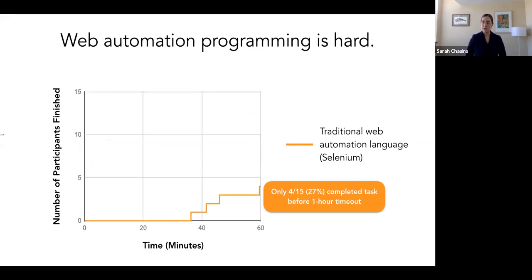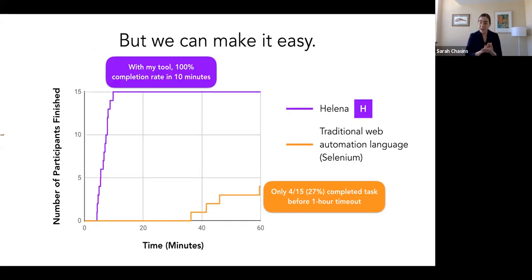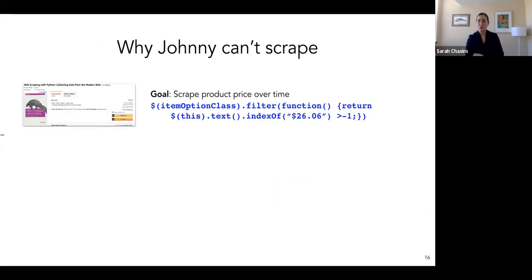So this was from a user study that we ran where we were figuring out how long it takes for computer science PhD students, so people who have quite a bit of programming expertise, to actually do these tasks. And you can see that over the course of the hour that we gave them, only 4 out of the 15 were actually able to complete the web automation task we set them with a traditional web automation language called Selenium. But we can get them to the point of 100% completing it within 10 minutes if we just give them the right tooling.